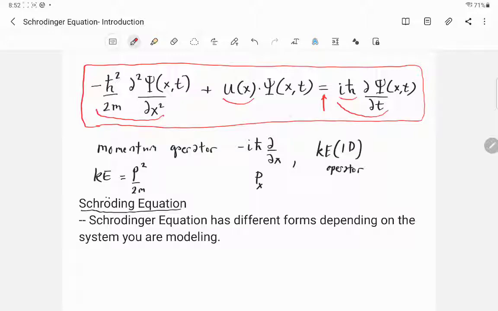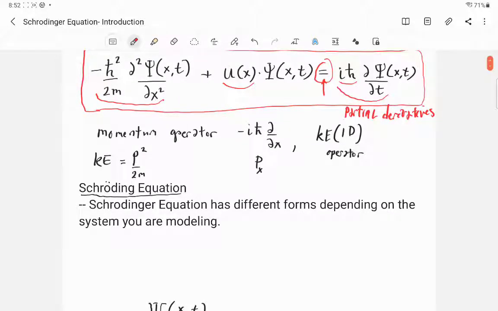This thing is a differential equation. It's an equation because there's an equal sign, and it's differential because I have a double space derivative over here and a time derivative over here, and you'll notice that they're all partial derivatives, right? Partial derivatives. Okay.